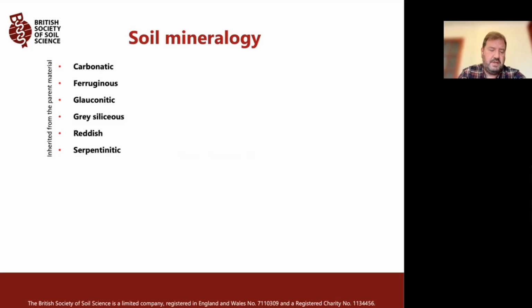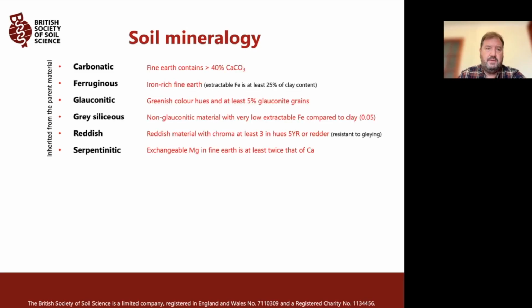So the mineralogy of the soils, there we are. So first of all, these are the chemical and mineral compositions. Carbonatic is just how much calcium carbonate is there. The ferruginous is the levels of iron oxide in the soil. Glauconitic is the levels of the greenish iron potassium mineral, glauconite, it's called.